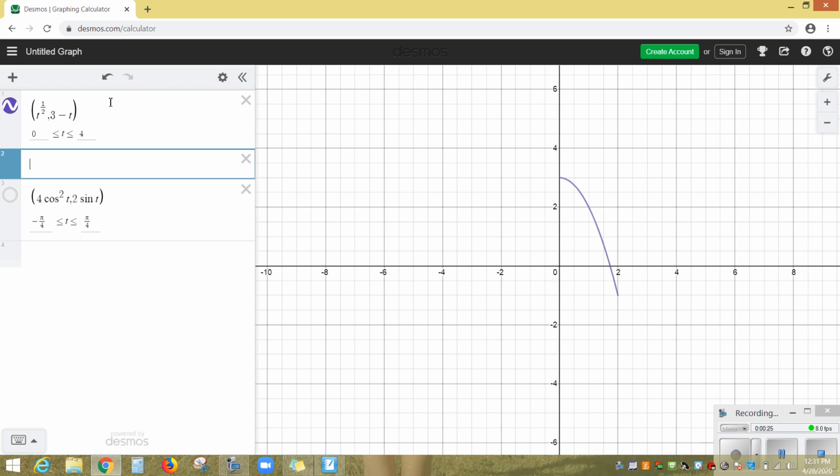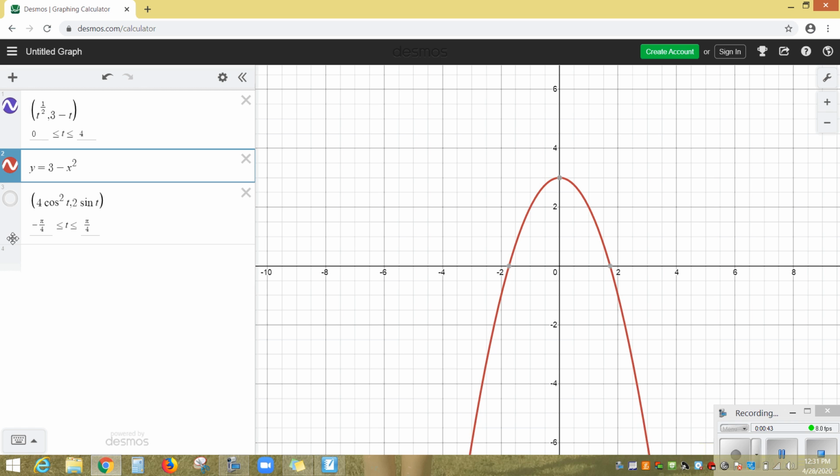And one of the questions that he asks on this problem is to sketch a graph of y equals 3 minus x squared. I'm going to turn this off. And it says compare them and see how they're different and how they're the same. Notice that the red graph and the purple graph are the same graph. It's just that the purple one is only a segment of the red graph.